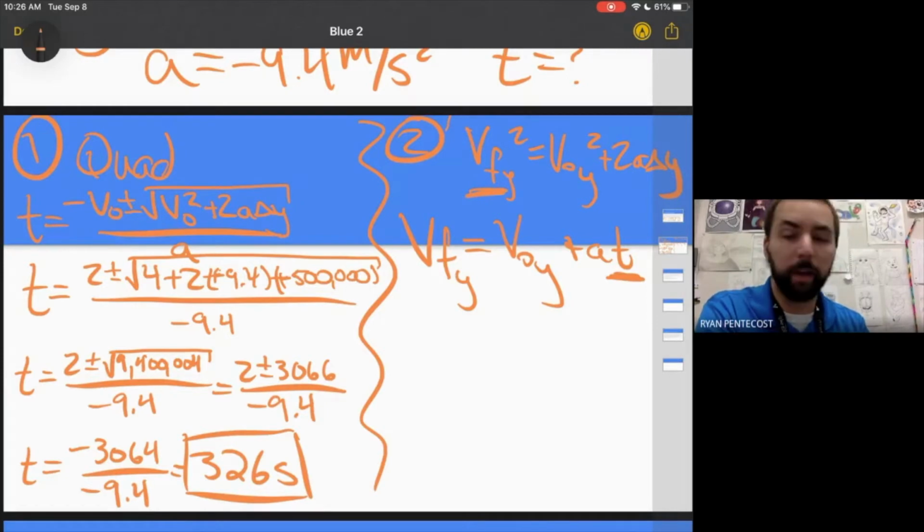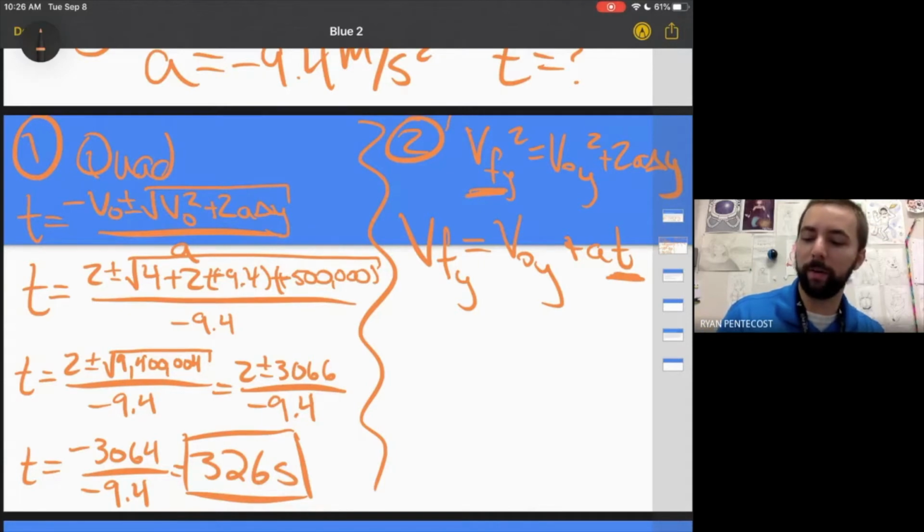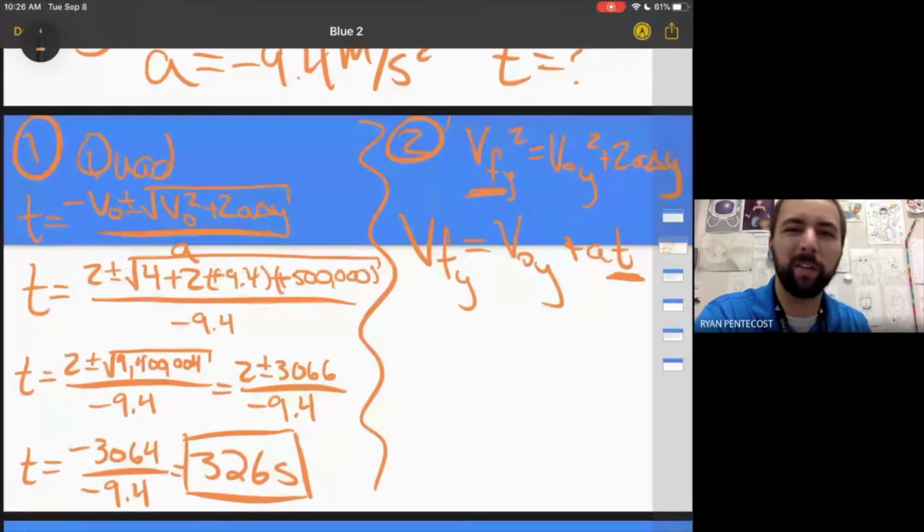Now that's quite a ways to fall. I mean, falling for, what is that, 5.5 minutes? That's a long time to wait for the ground to come up at you if you've got no parachute. Now the second method should give you a very similar answer. It might be off by a certain amount, but as long as you're within 10% of the other method, then it's going to be sound.